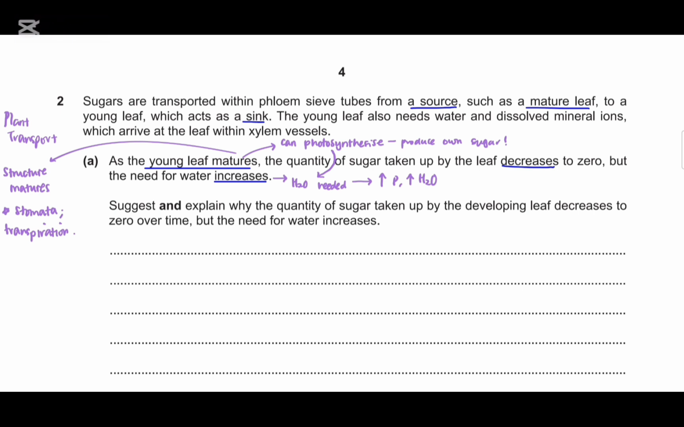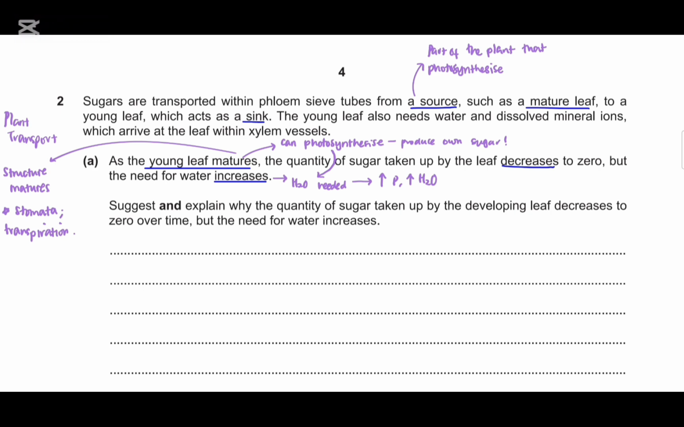A source, by definition, is any part of the plant that actually photosynthesizes. So any part that has the ability to photosynthesize immediately becomes a source.